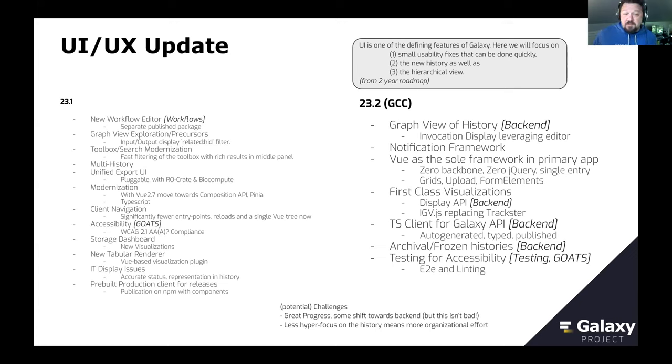We're pretty happy on 2.7 because we can use the composition API and a lot of the nice things from 3, but we're not forced to abandon particularly heavyweight dependencies like Bootstrap Vue and things like that right away. So that'll keep going. We'll have Pinia in, and there's already a lot of composition API stuff in the code base that'll be in 23.1.